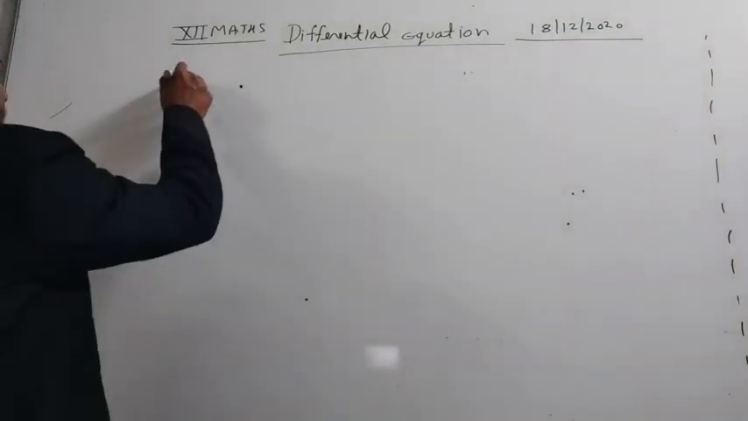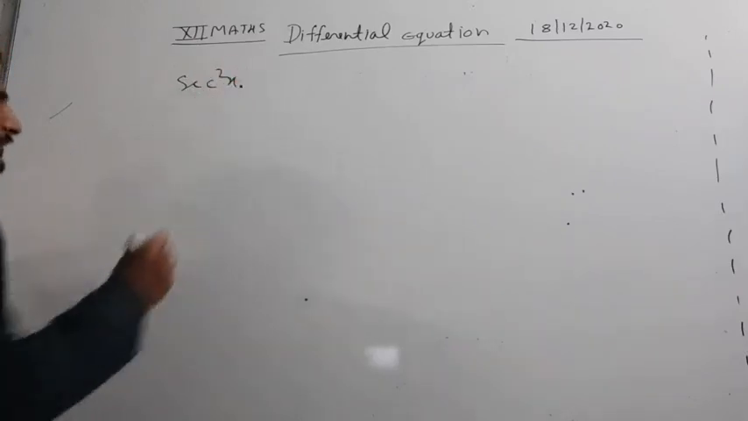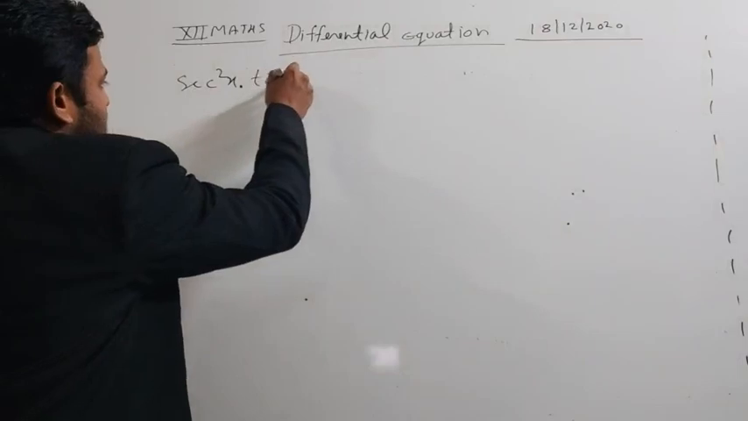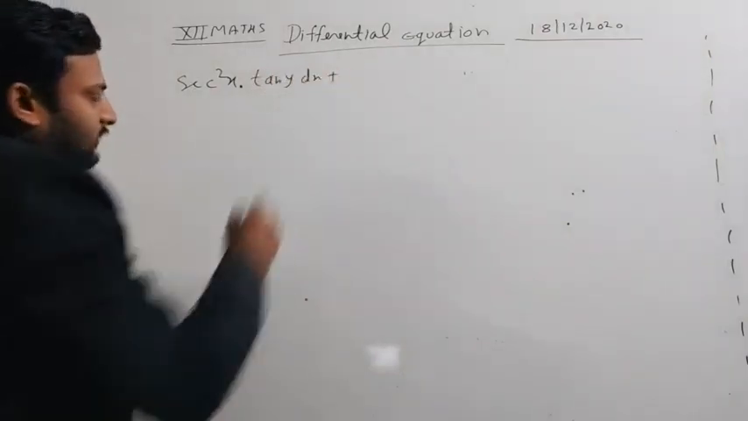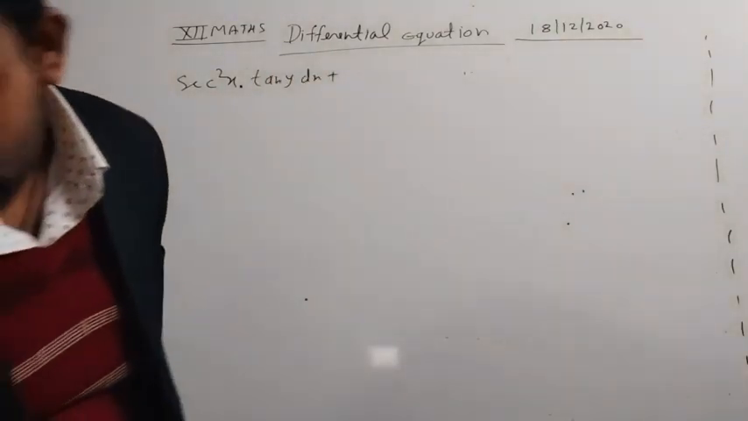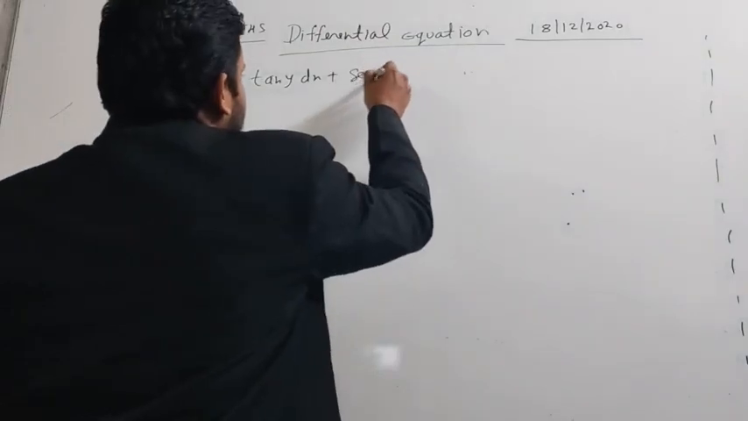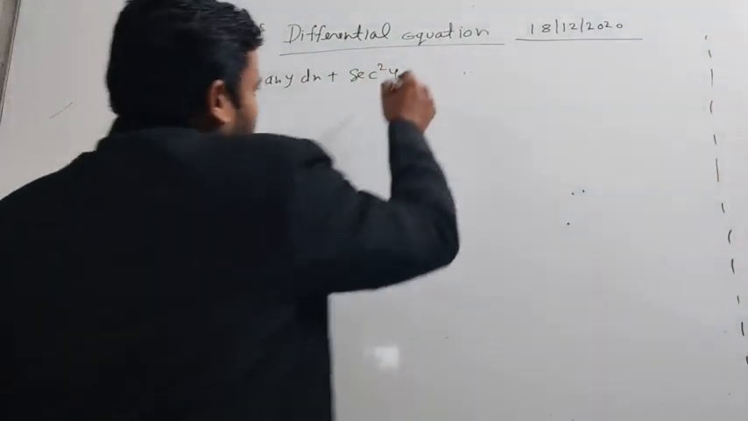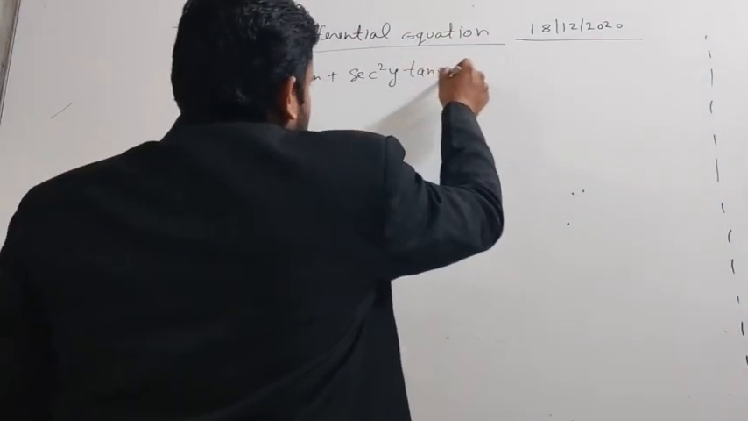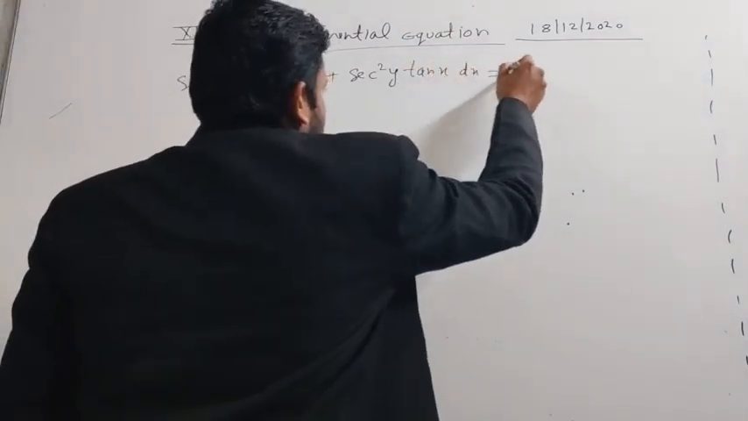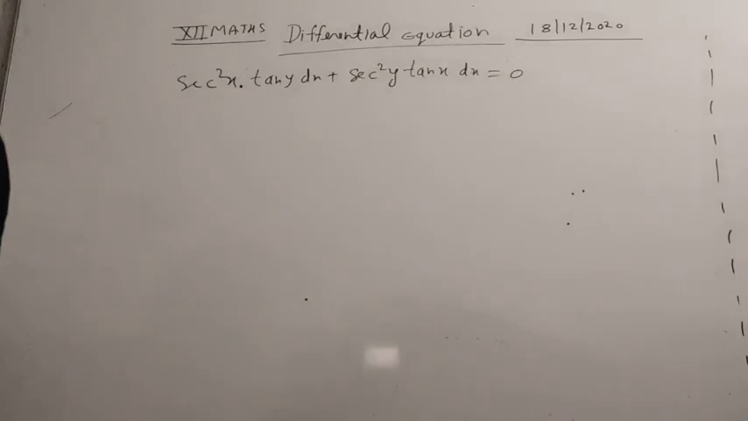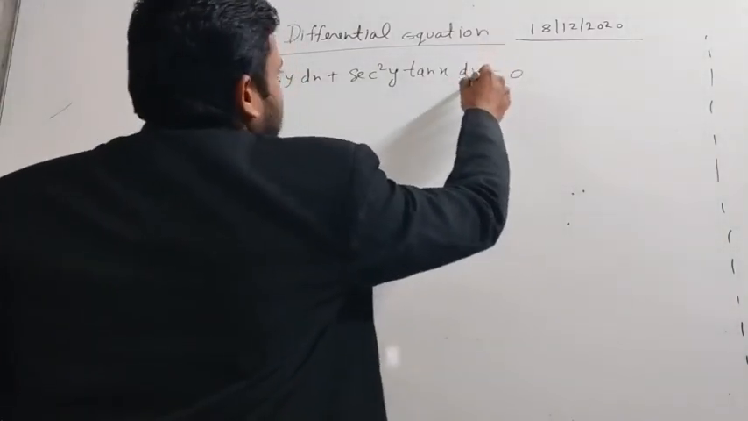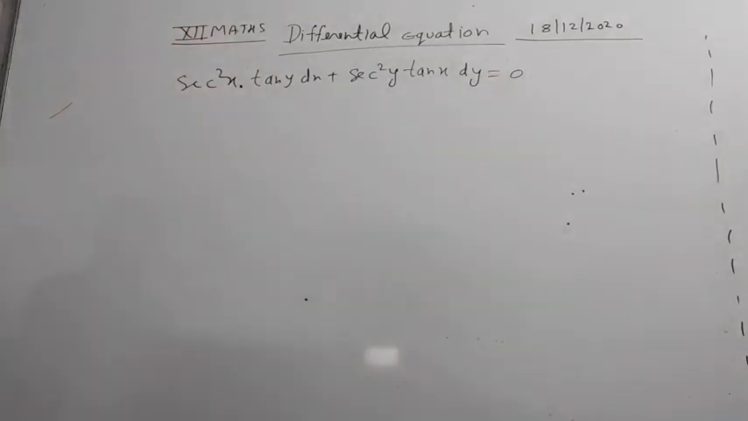First question is, solve sec square x tan y dx plus sec square y tan x dy is equal to 0. Solve. Now we have to solve this differential equation.